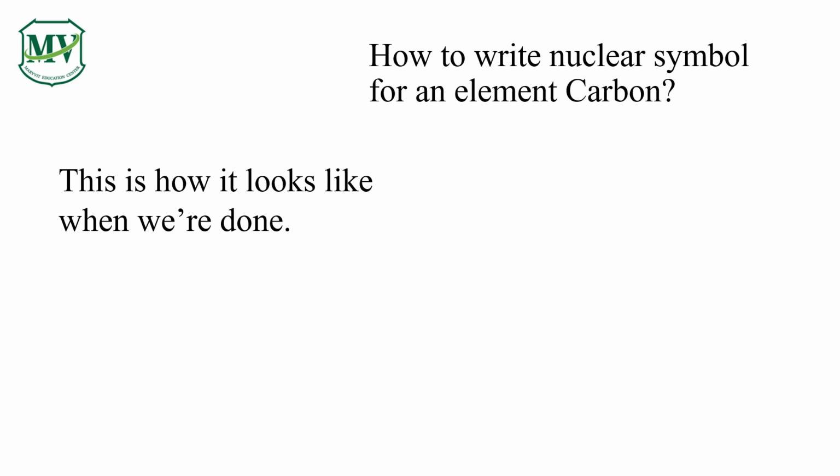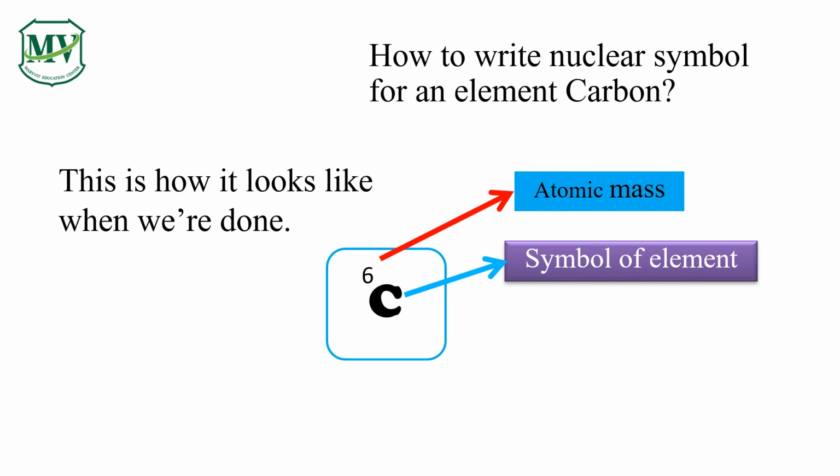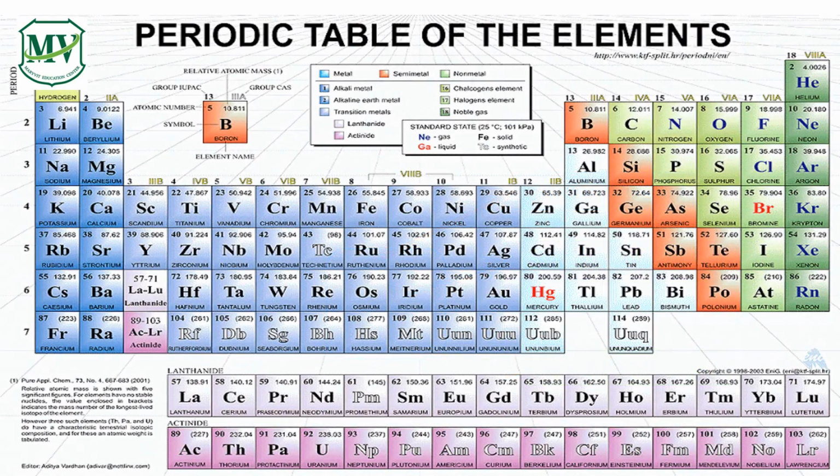How to write the nuclear symbol for the element carbon? All right, C is the symbol of the element. 6 on the upper left corner, which is the atomic mass or proton number, and 12 under the symbol of the element, which is the atomic number or the relative atomic number. Writing the nuclear symbol is connected to our topic today, which is the periodic table of elements.